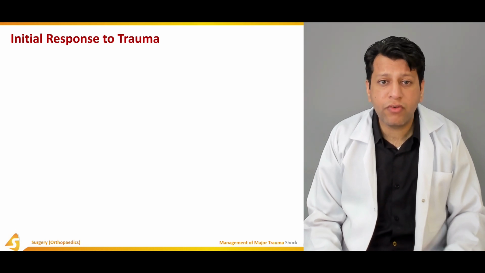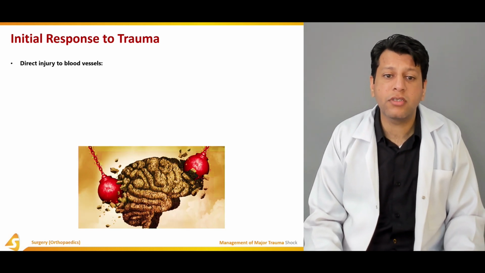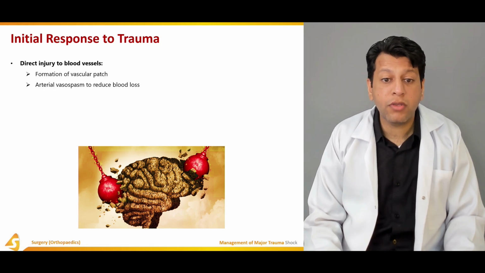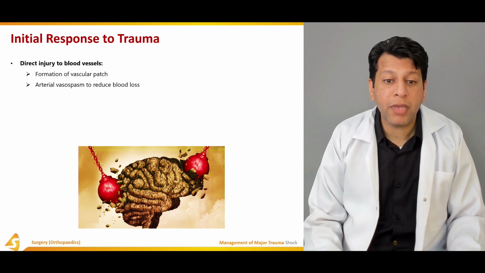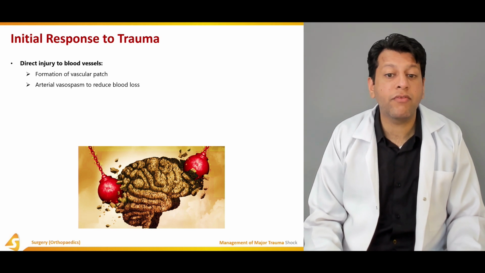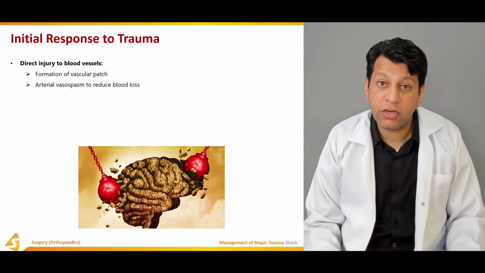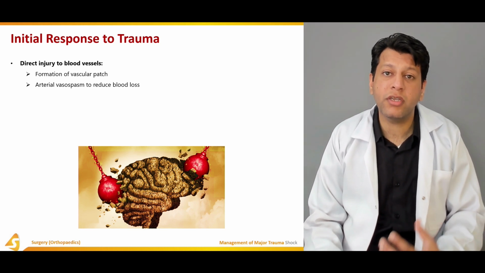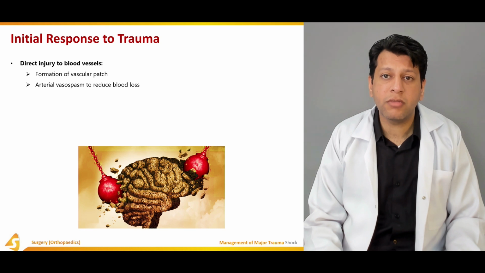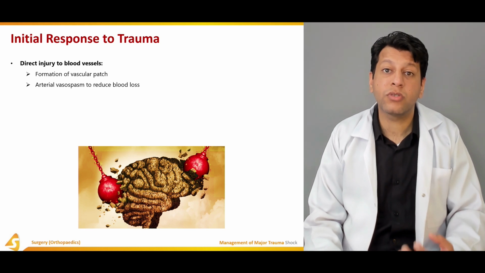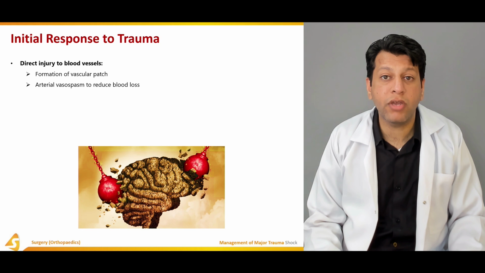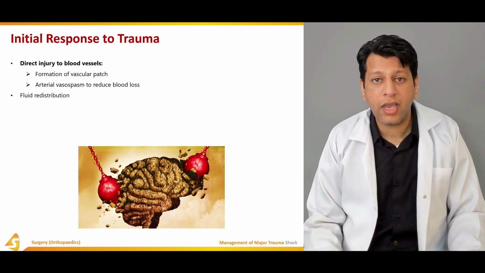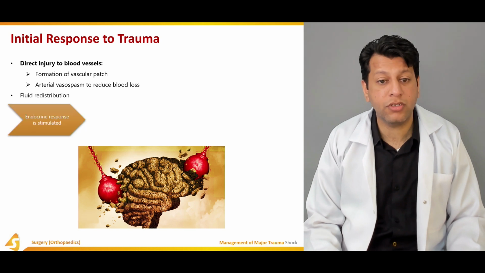If a body has suffered from trauma, what usually happens is there's maybe a direct injury to the blood vessels, there could be a formation of vascular patch, there may be associated arterial vasospasm to reduce blood loss. But sometimes if major arteries are involved, arterial spasm may not be enough to decrease the blood loss, and they must be associated with significant blood loss, leading to hemorrhagic shock or hypovolemic shock. Once the shock has occurred, there may be fluid redistribution as well.